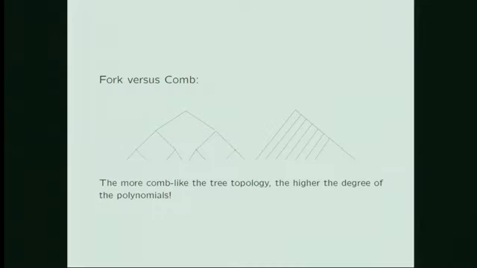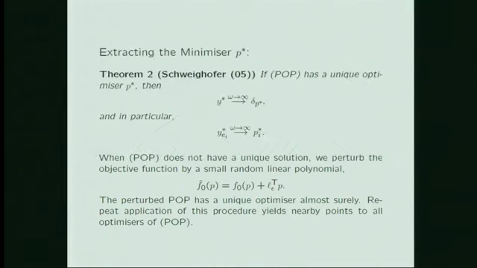Again, the fork topology is much easier to solve than the comb topology, because in the comb topology, the degrees of your polynomials will be much higher, because the depth of the tree is deeper, and then also every time you have two states that are different in the leaves, then this probability on the next edge up will actually not appear in the objective function, thereby reducing the degree by 1. So there's additional reduction of the degree that occurs.